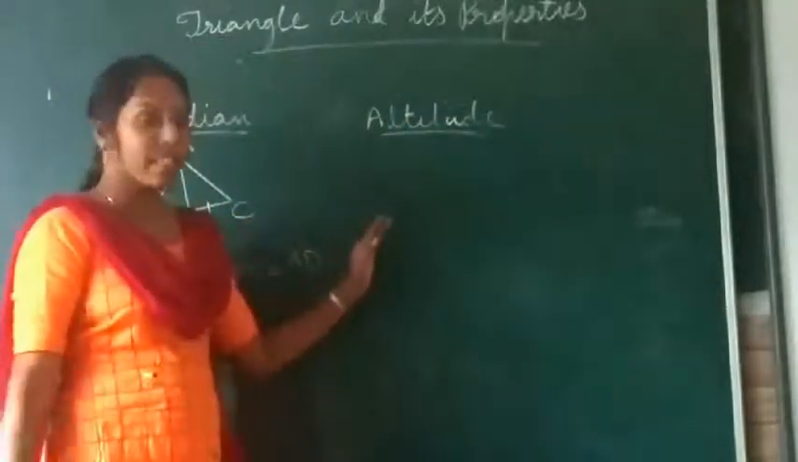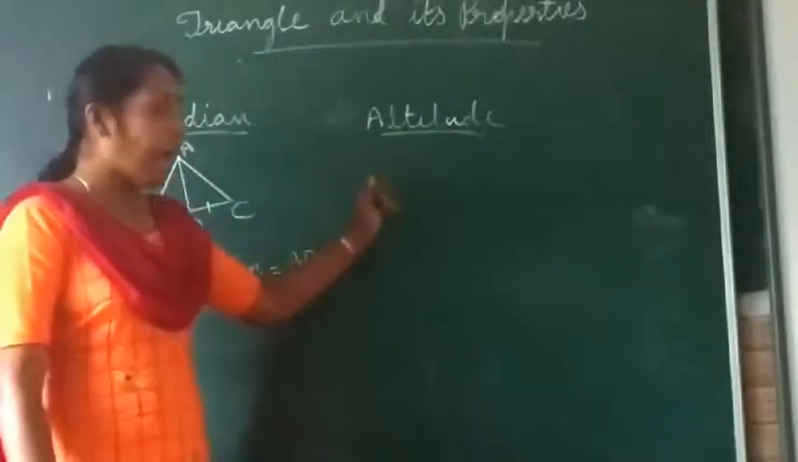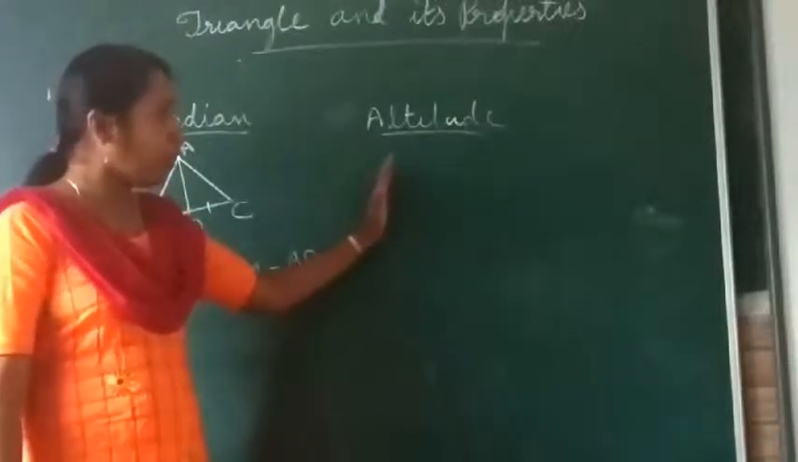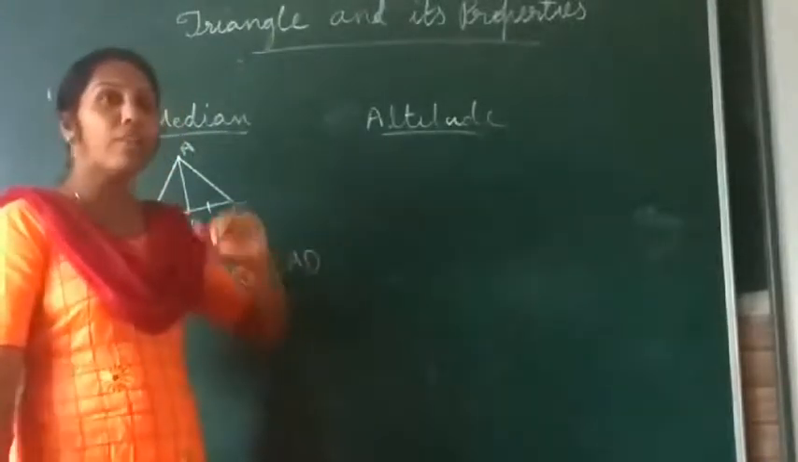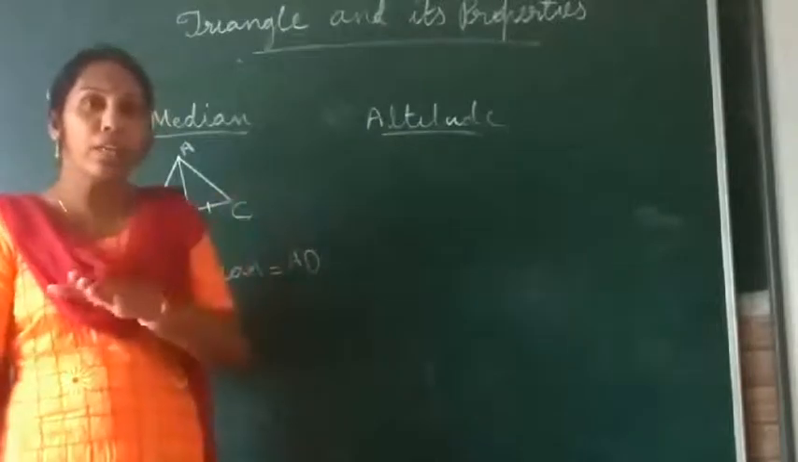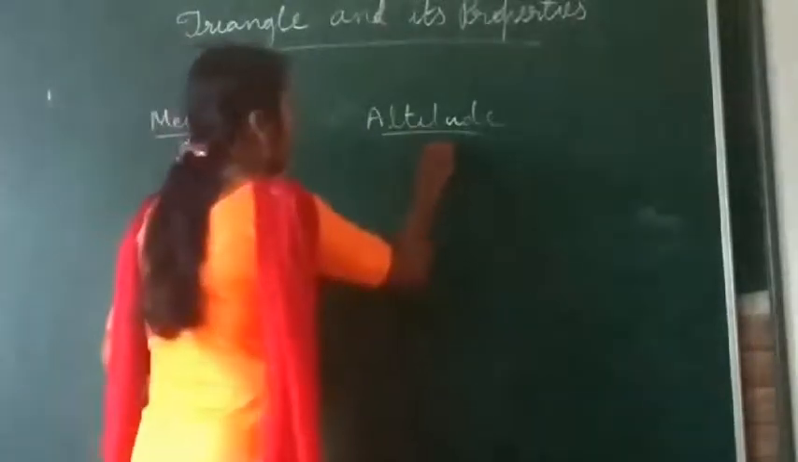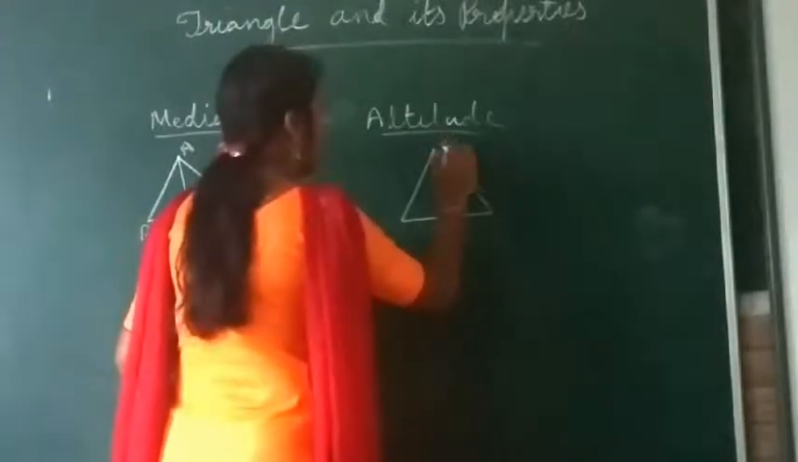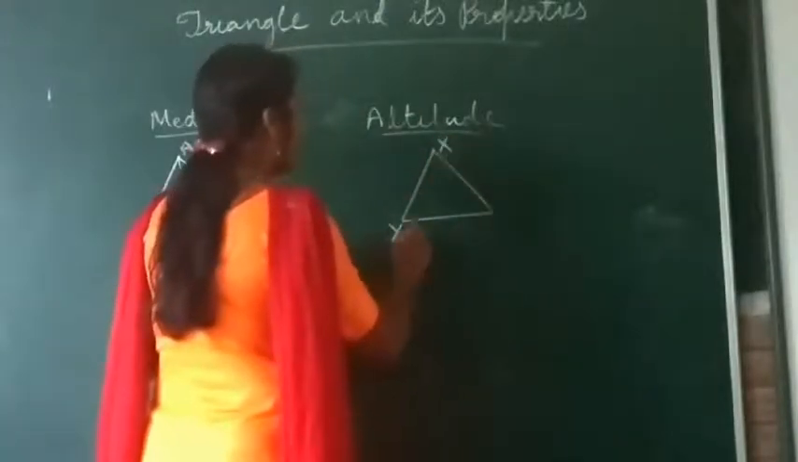Altitude is a line segment drawn from one vertex of a triangle to the opposite side and which is perpendicular to the opposite side. That means if it is a triangle, we consider the triangle XYZ.